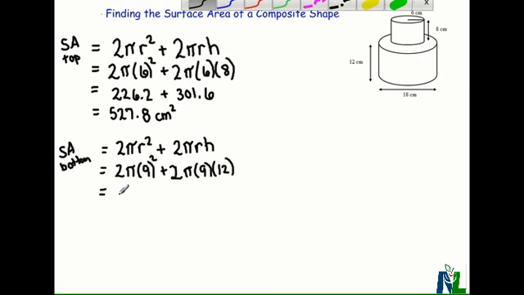Which gives us 508.9 plus 678.6. That gives us a total of 1,187.5 centimeters squared.